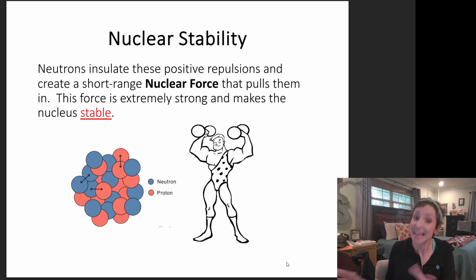So neutrons, yes, they insulate these positive repulsions between protons. They're like, buffer it a little bit, but they also help create this short range, really strong binding energy called a nuclear force. That nuclear force pulls everybody in super tight. That force is extremely strong and is going to make that nucleus stable.